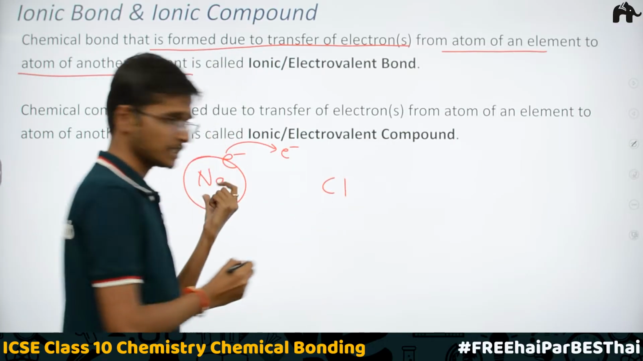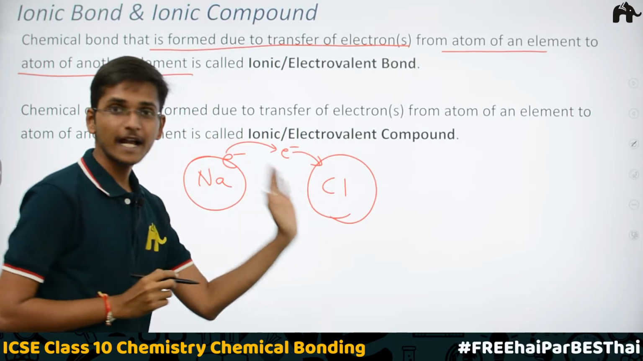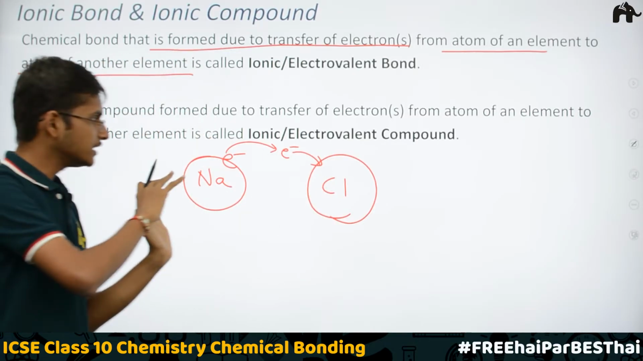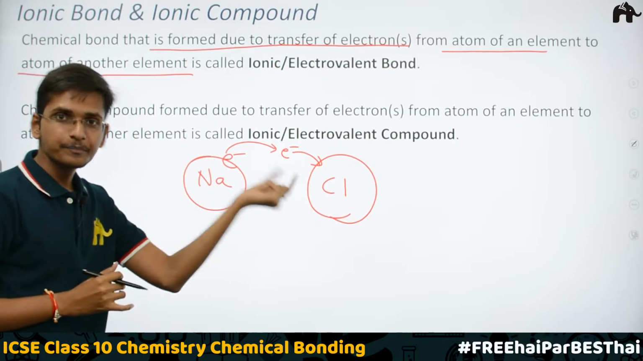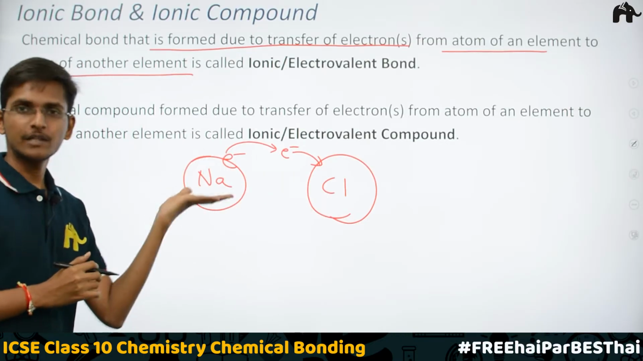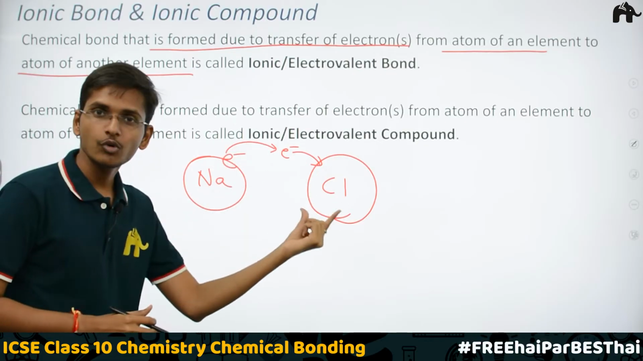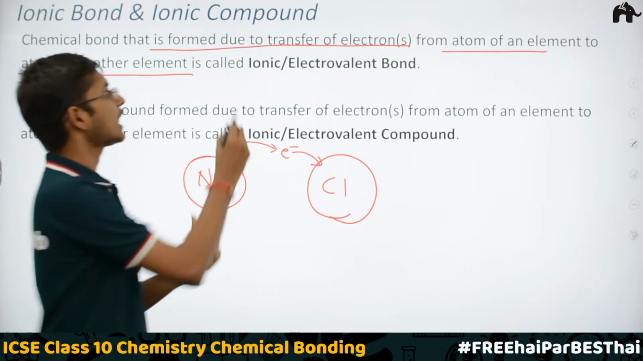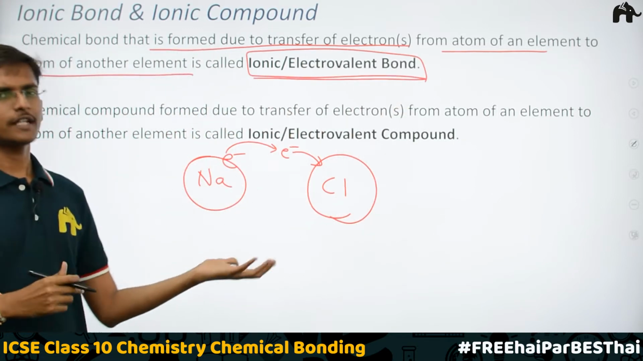So here comes our villain. This is the hero, this is the villain, and this is accepting the electron. The chlorine atom is accepting the electron. The bond which is formed due to the transfer of electron from the atom of an element to the atom of another element is called an ionic or electrovalent bond. Very simple. And what is an ionic or electrovalent compound?